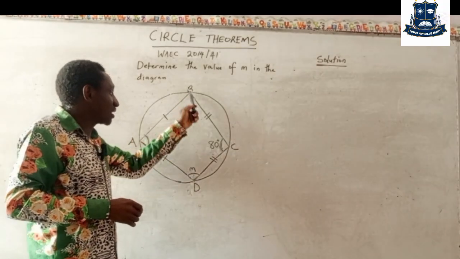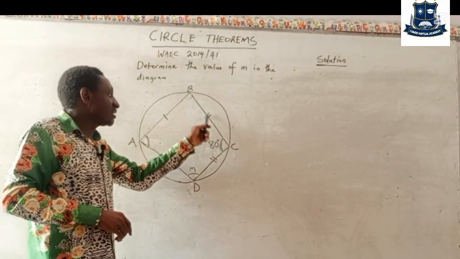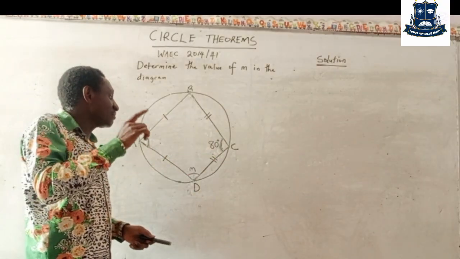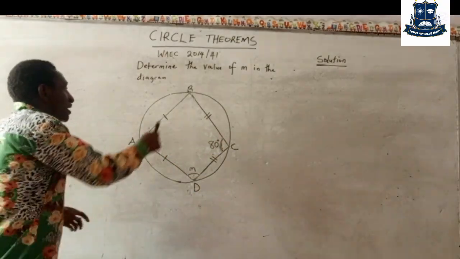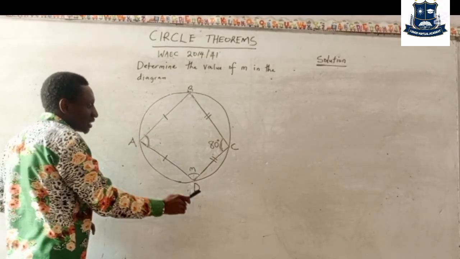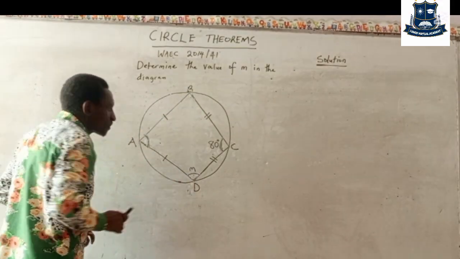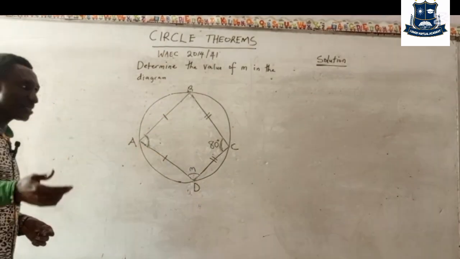Now you're going to observe that this line has 2 strokes here and 2 strokes here, which means that this line is equal to this line. They have the same length. And then here you have 1 stroke, meaning that the length of this line equals the length of this line.